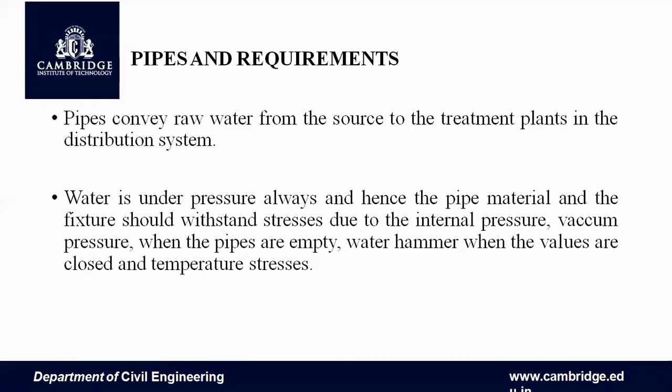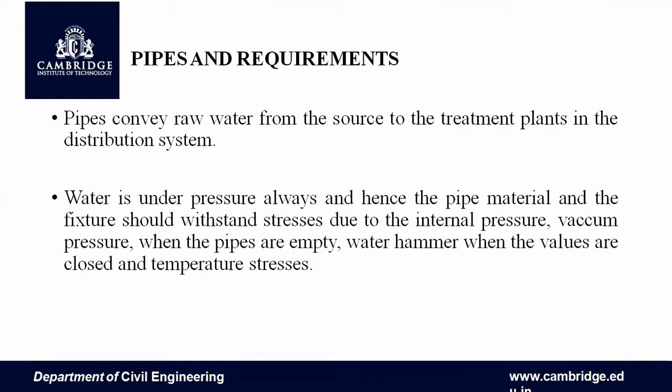Study the pipe material. The pipe material is used to withdraw the water from the source to the treatment plant, from the treatment plant to the overhead tank, and from the overhead tank to the consumer's tap. We have to distribute the water, so there will be a conduit or a pipe through which we are passing the water.